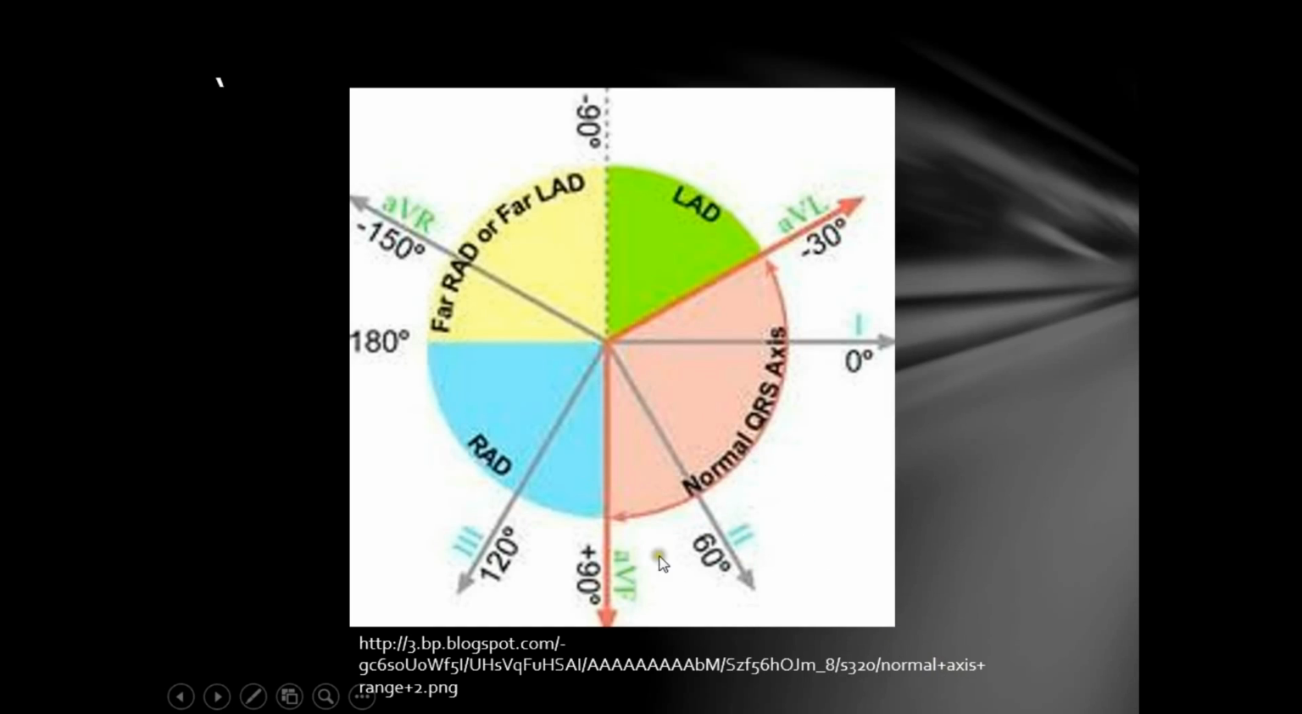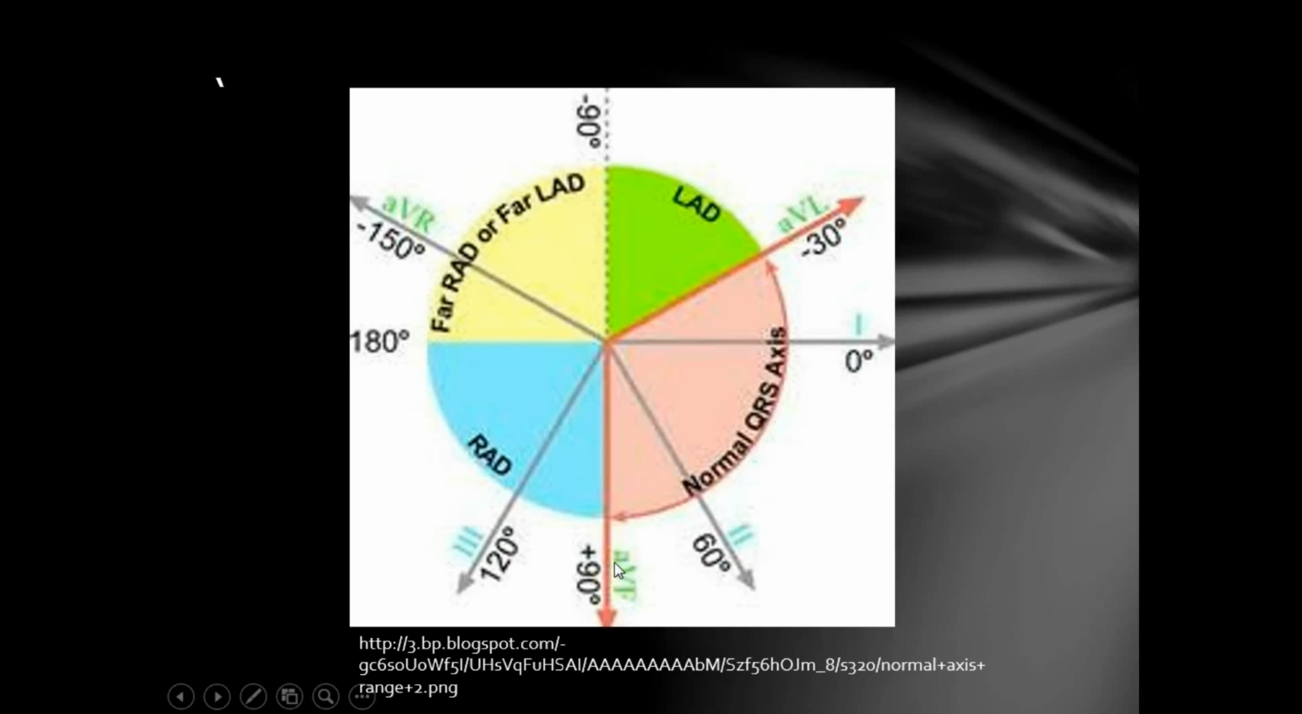But actually AVF could be negative just between 0 and minus 30 in this little bit here. And that's because between 0 and minus 30 degrees, the cardiac axis would be more than 90 degrees away from the AVF.